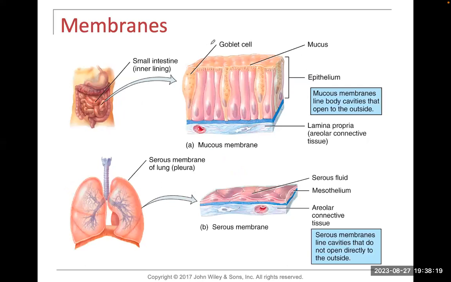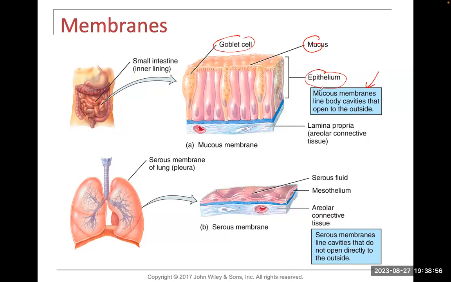So when we look at membranes, if we look at the small intestine, here we have mucous membranes. Remember, we have these goblet cells. These goblet cells can produce mucus, and they stick to the microvilli or the villi of these columnar cells. This is epithelium. You've got the mucus sticking to it. So mucous membranes line body cavities that open to the outside. We see this in the intestines.